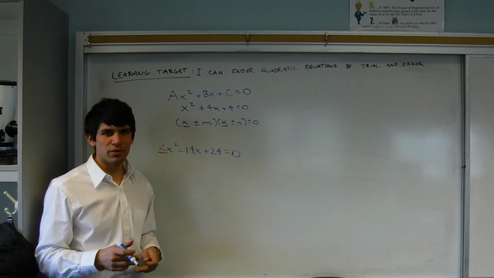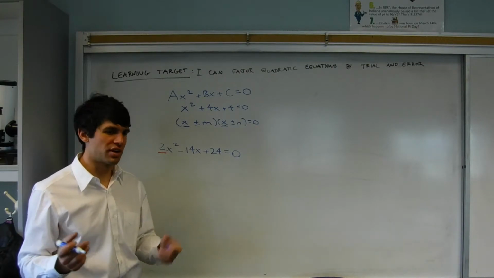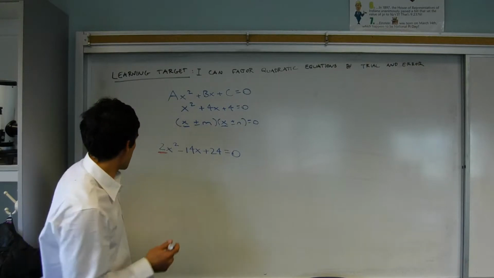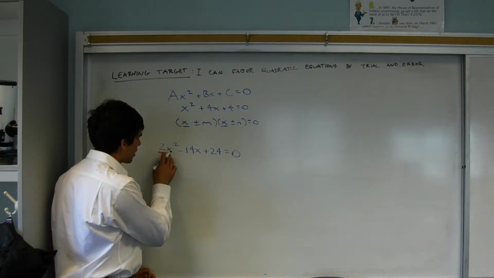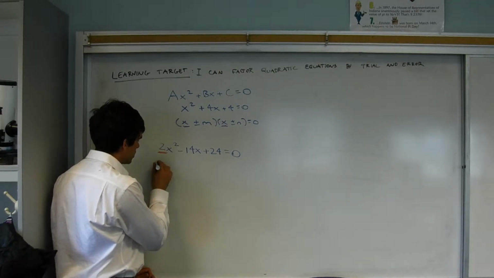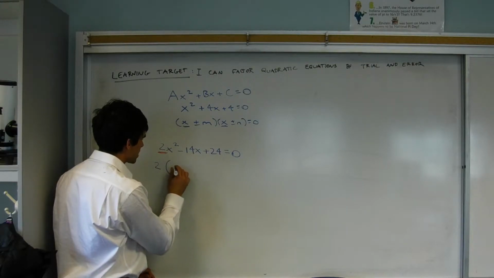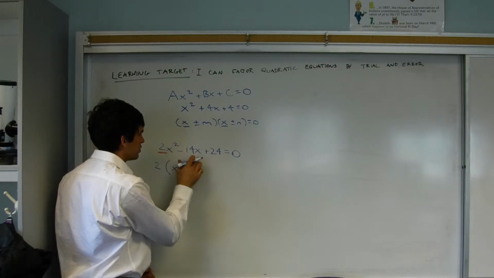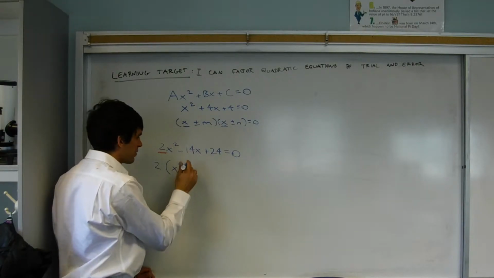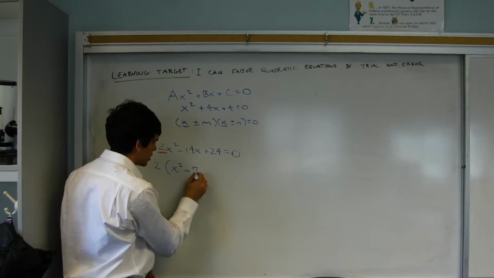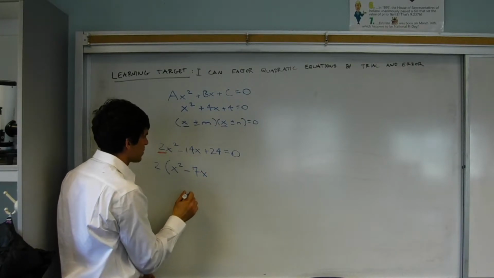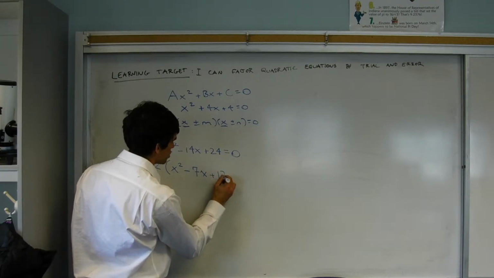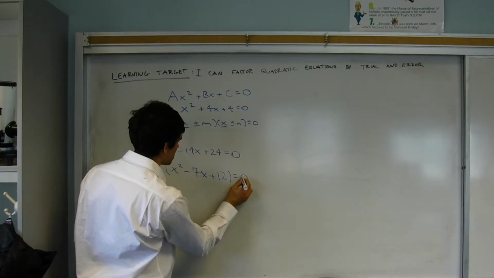So this is a really important skill that you're going to use for the rest of your life in mathematics. And what we're going to do is say, okay, I'm going to pull out a 2 from this term. So we're going to have 2 times x squared. We're going to pull out a 2 from this term too. So negative 14 divided by 2 is negative 7, minus 7x. And we're going to pull out a 2 from this term. So we're going to get a plus 12 is equal to 0.